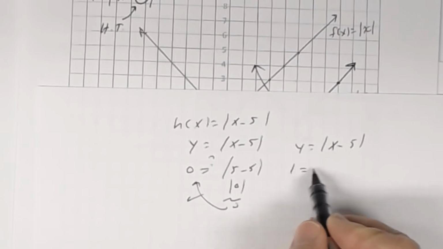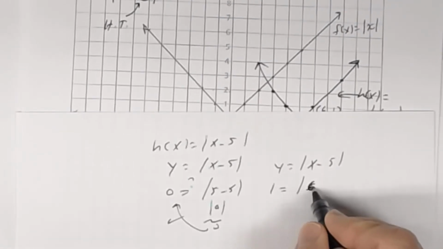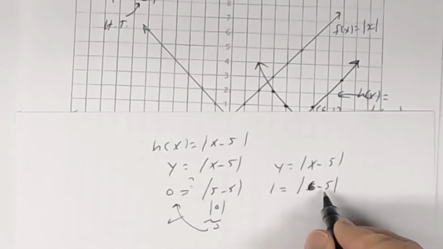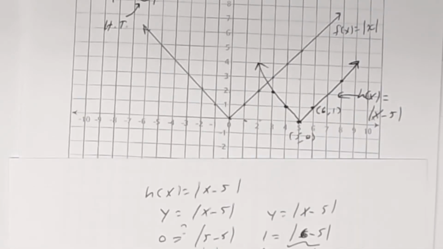So 1 equals the absolute value of 5, 6 minus 5. 6 minus 5 is 1. The absolute value of 1 equals 1, and that's a true statement. So always check. Do what I just did. It's easy at the end to double check your work here.